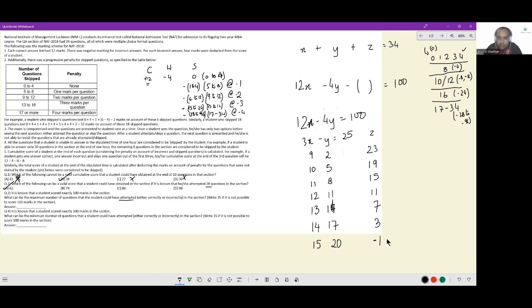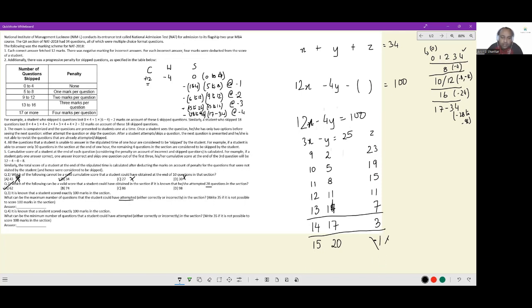You cannot have skipped questions as -1. This is an unacceptable case. But for 14 correct, 17 incorrect, and 3 skipped, you can get to a score of 100. And this is the maximum number of questions attempted. Why is this the maximum number of questions attempted? We checked at the bottom extreme band, and here itself we have found the case.